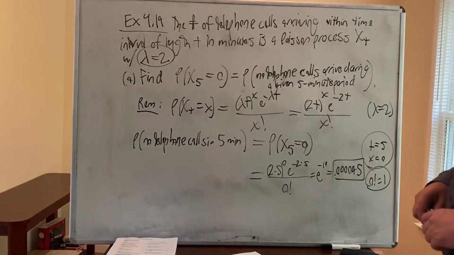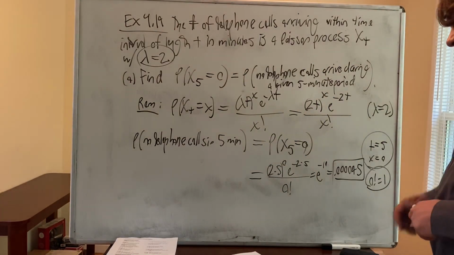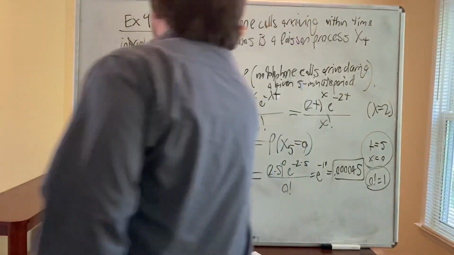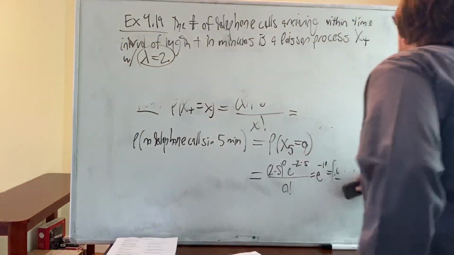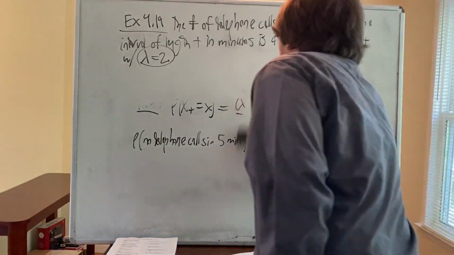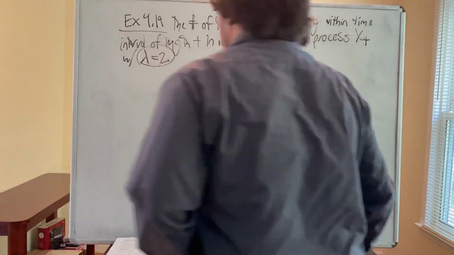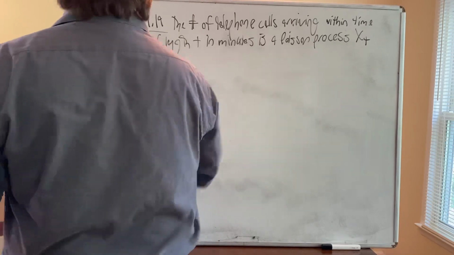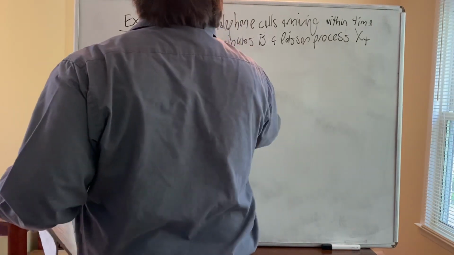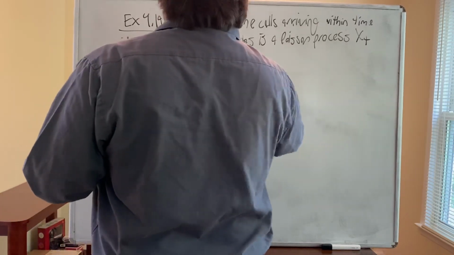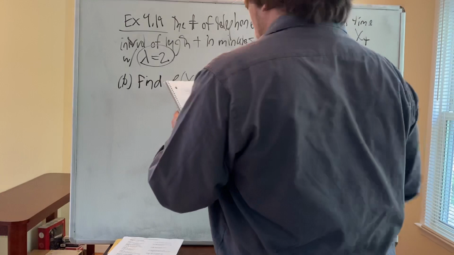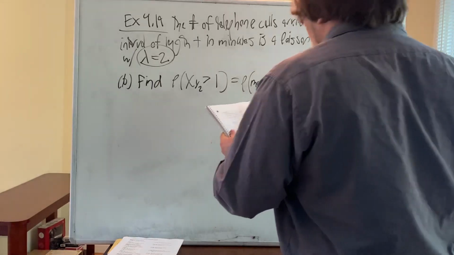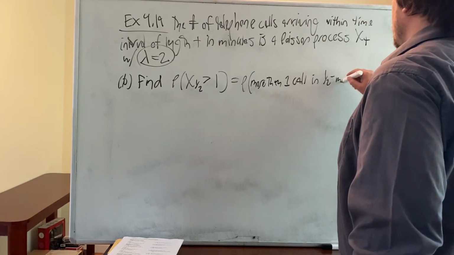Find the probability x of 5 is equal to 0. Okay, so let's do part B of this example. Part B, find the probability of x sub 1/2 is greater than 1. And that is the probability of more than one call, more than one telephone call, in a half-minute period.